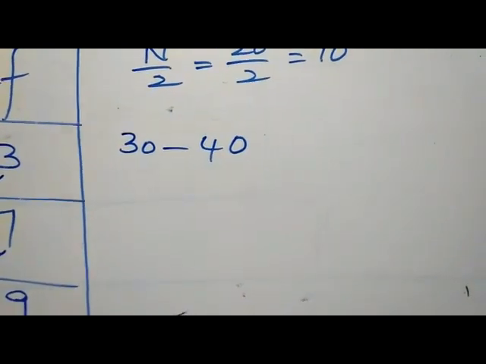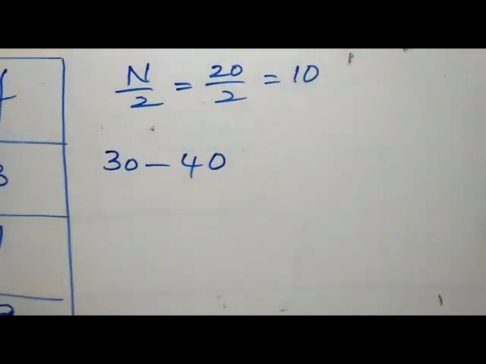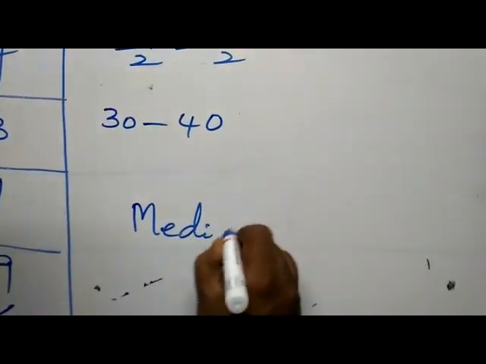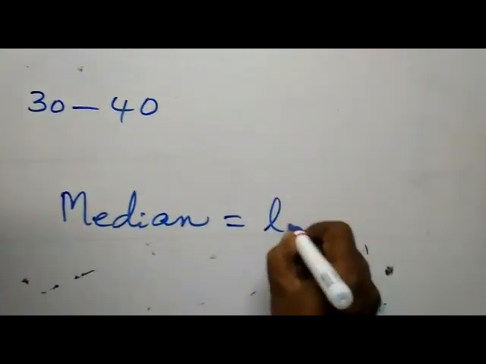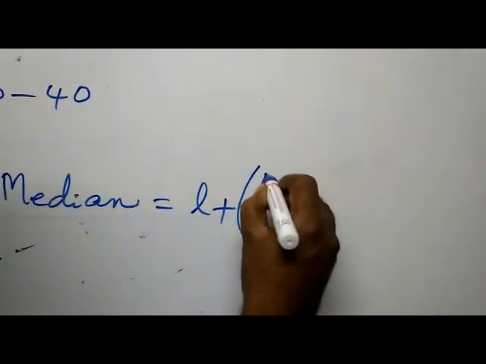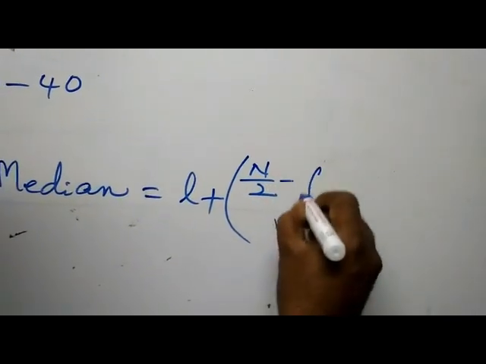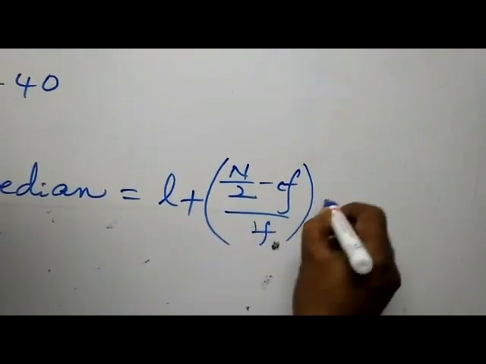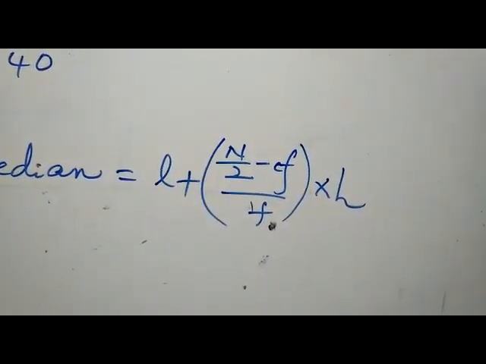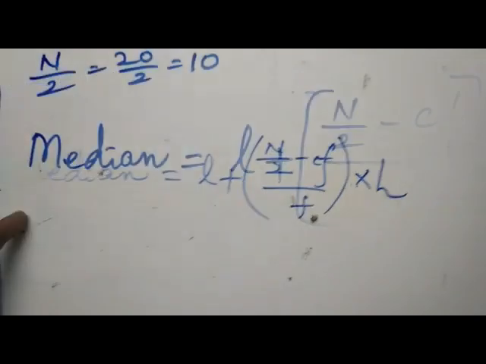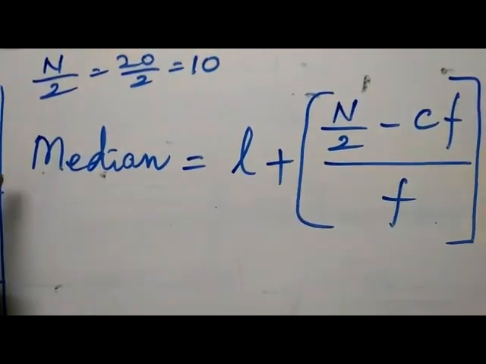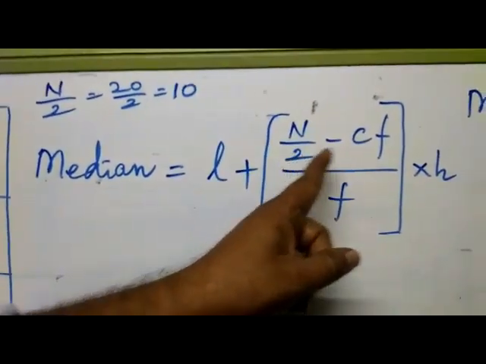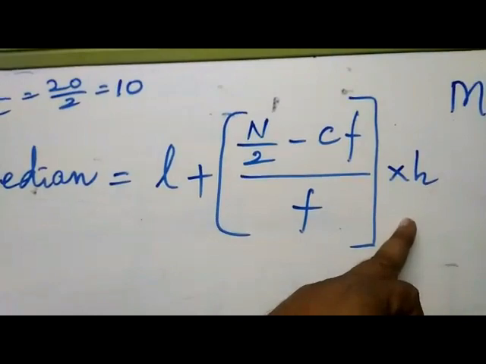Here, first I will write the formula of median. Median is equal to L plus n by 2 minus CF by F into H. This is the formula to find the median.